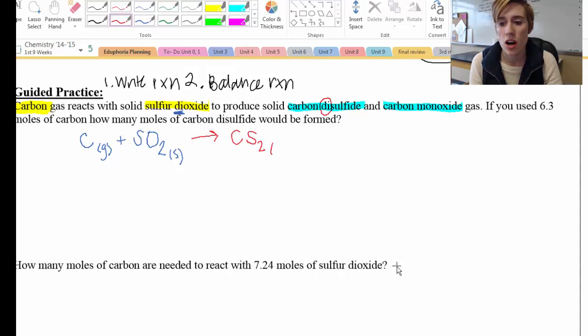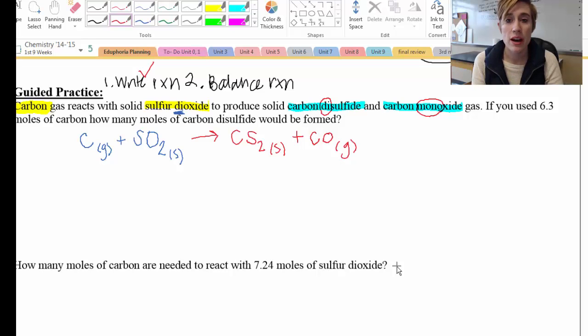It says it's a solid, so I'll put an S there. And I am also producing something called carbon monoxide. Again, I see a prefix, carbon, and then mono-oxide means just 1 oxygen. And it says it's a gas, so I'll write that out. Okay, so I've done the first part.